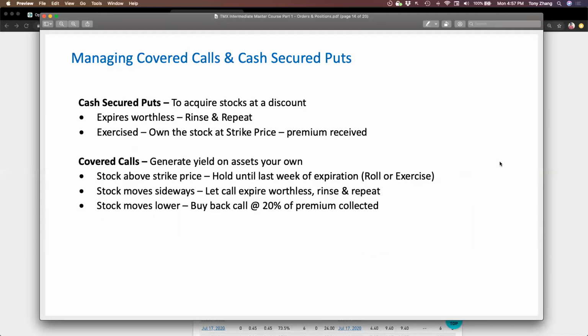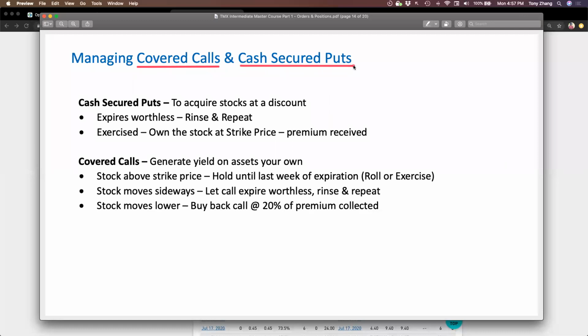Now let's talk a little about managing positions. This is really where it depends on the strategy. So I'm going to cover a few different strategies. I'll talk about how to manage each one of those strategies and give you a general sense for how you want to think about managing an existing position. I'm going to start with two basic strategies: covered calls and cash secured puts.